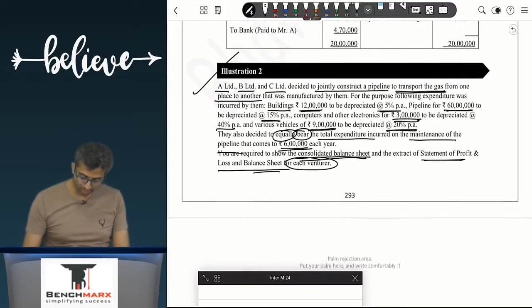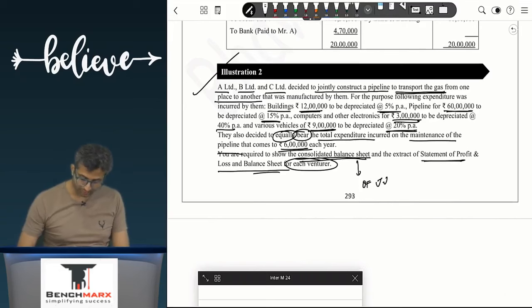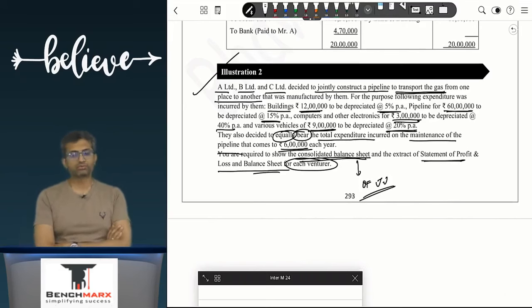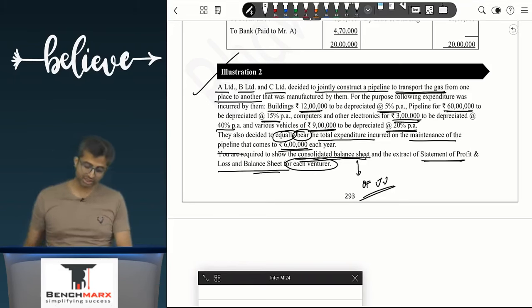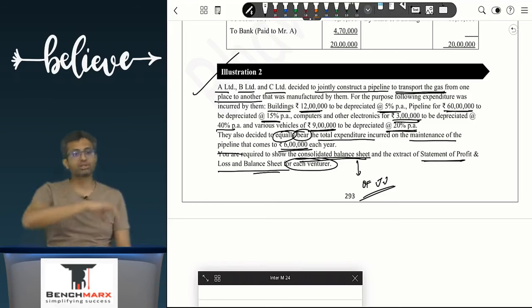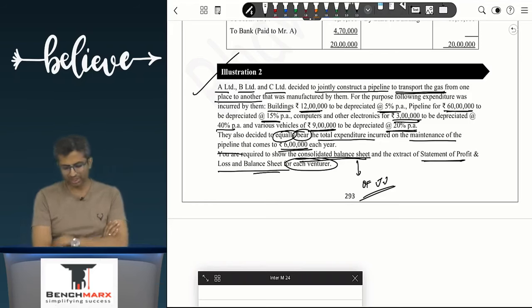Consolidated balance sheet means the balance sheet of whom? Of the joint venture. They have not formed a separate entity in the middle. The question is, sir, how will we know it's a jointly controlled entity? If the question says A, B and C incorporate a company ABC Limited which constructs a pipeline, that is a jointly controlled entity, and every asset and every liability is in the books of ABC Limited. But here it is A, B and C decided to jointly construct a pipeline. Is the question telling you that you have incorporated a company? No. However, in this particular case, they have told you that they are jointly constructing a pipeline to transport gas from one place to another.